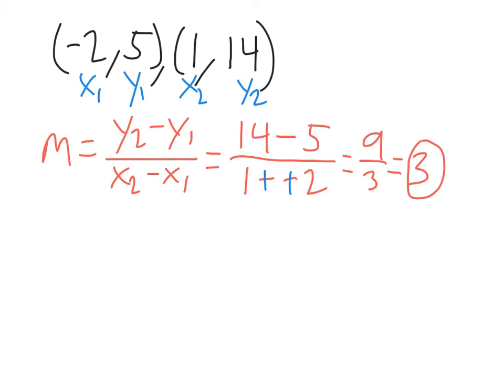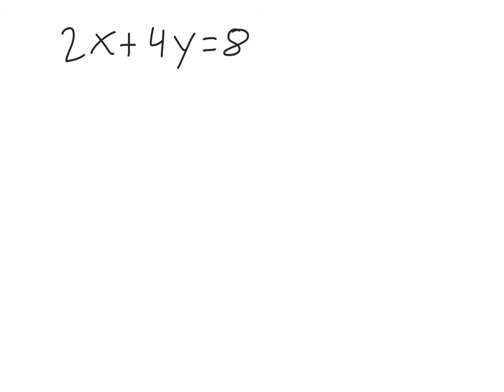Alright, next example. Here we have 2x plus 4y equals 8, and I want you to tell me what the slope is. Well, in order to do that, remember we want it in this form. y equals mx plus b. And the m is our slope.